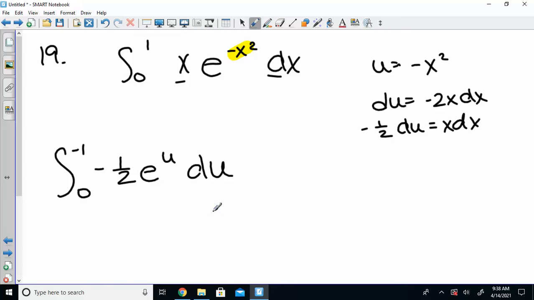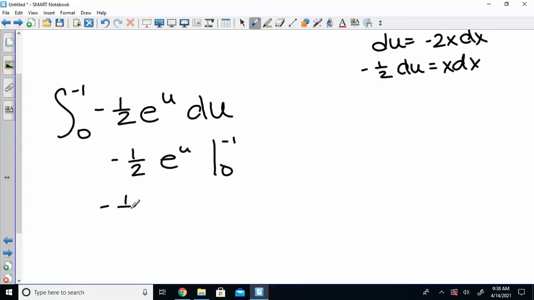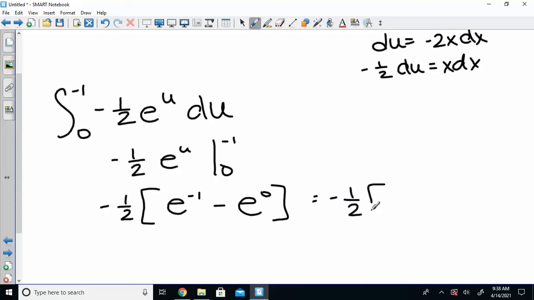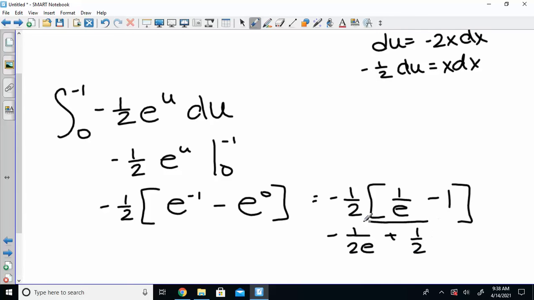Okay, you guys with me there? So the antiderivative of e to a power is still e to the power. So we have a negative 1/2 e to the negative 1 minus e to the 0. Different ways you could write this from here. E to the negative 1 just means 1 over e. E to the 0 is 1. So you could leave it like that. On mine I distributed, so that's negative 1 over 2e plus 1/2.